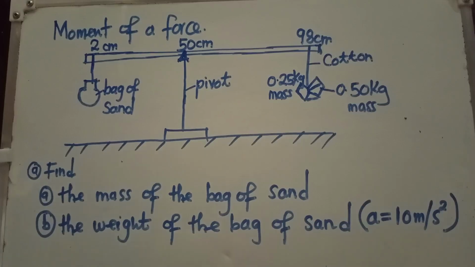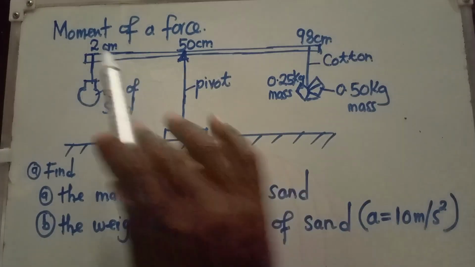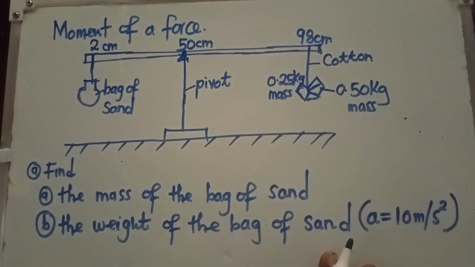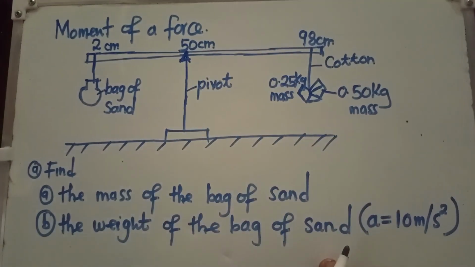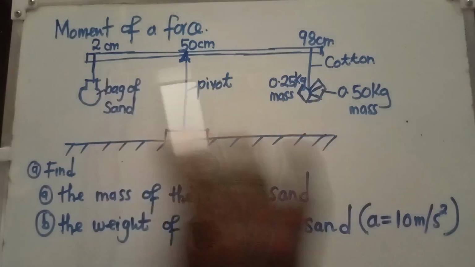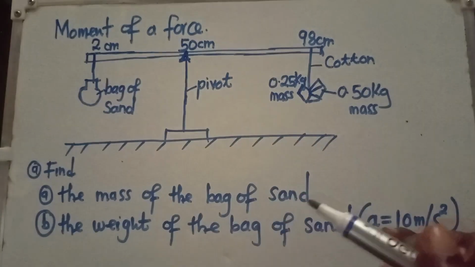So we've got this question falling under moment of a force that I want us to explain. I want you to get and understand everything that I'm going to be explaining here. The question says that below is given a beam balance having a pivot and a meter rule. This is what you need to understand.